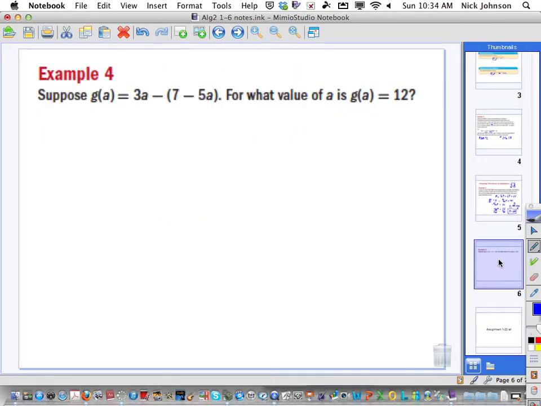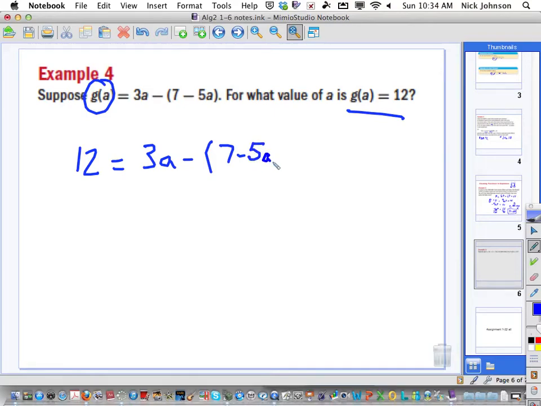Example 4, just a function problem here. It says, suppose g of a equals 3a minus the quantity 7 minus 5a. For what value of a is g of a 12? So what they are telling us is the y value. Now, so this whole thing right here is 12. So 12 equals 3a minus quantity 7 minus 5a. Now I'm going to do this by hand, which you could do on your calculator, but I'm just going to do this by hand.